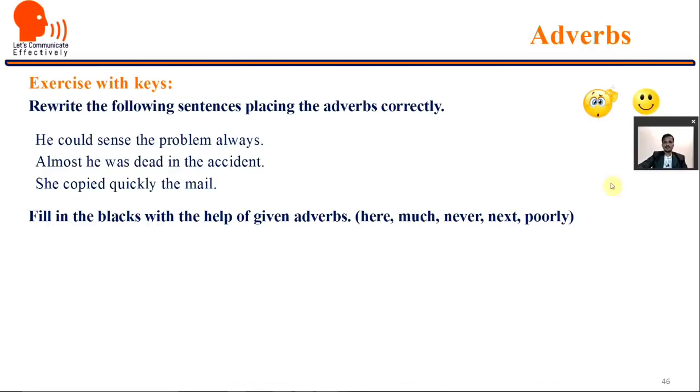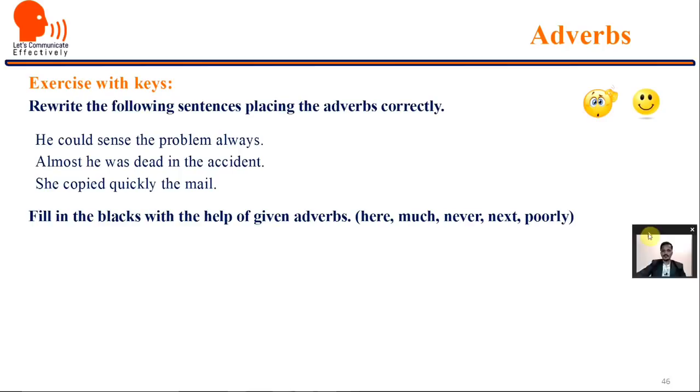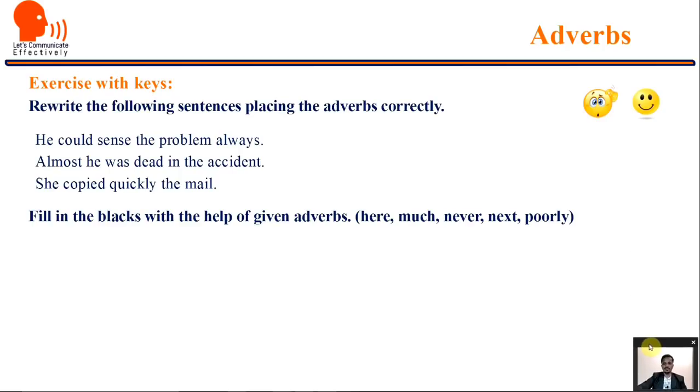Fine, so let us do the exercise now and check our understanding of the adverbs. What you're supposed to do: rewrite the following sentences placing the adverbs correctly. So you are supposed to replace the adverb in the sentence. He could sense the problem always. So where will you put this always?